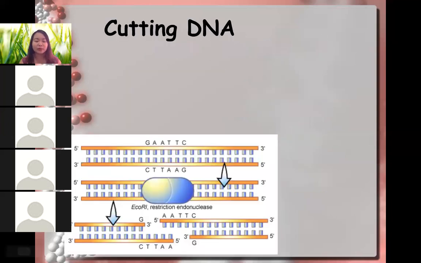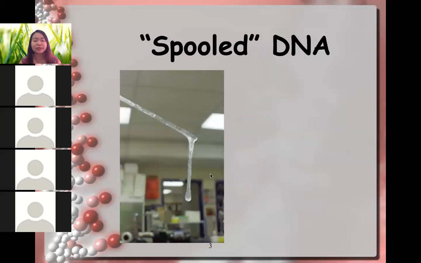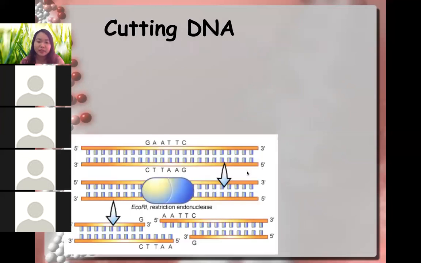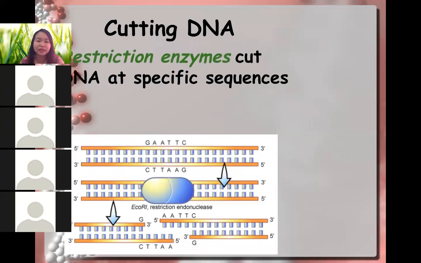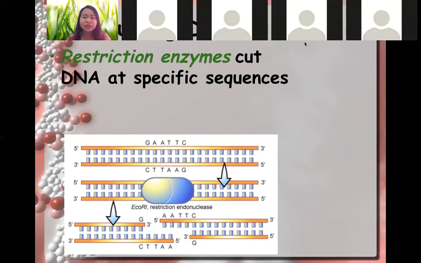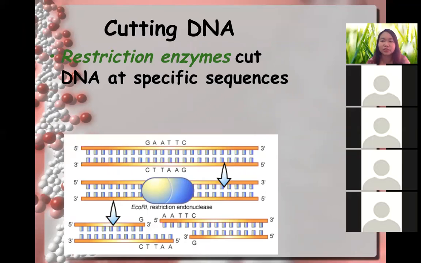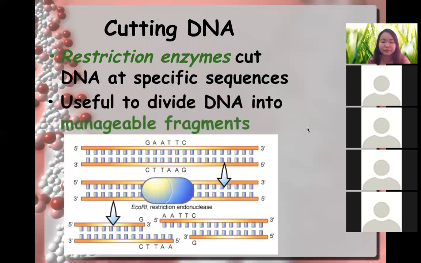So here is a picture of your spooled DNA. And inside of it are actually restriction enzymes, which cut DNA at specific sequences. We have here a row showing some of the restriction enzymes which cut DNA at specific sequences. This is very useful to divide DNA into manageable fragments.